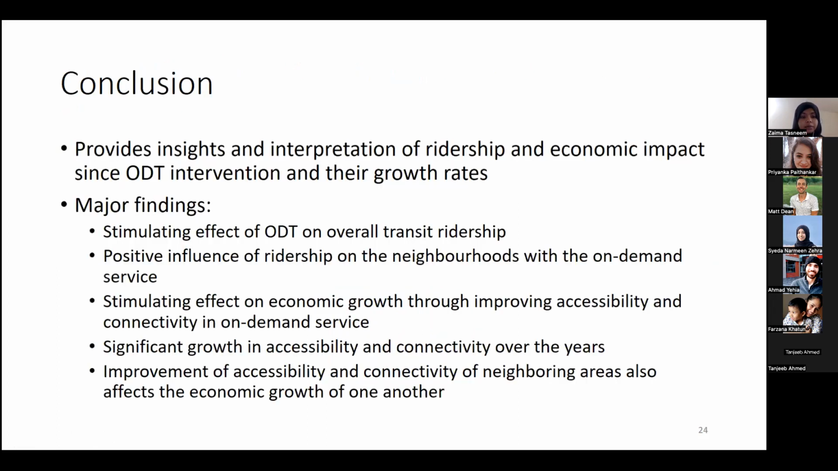So finally, we have seen how the ridership and economic growth of a particular city is influenced by using this ODT service. From our findings, we can say that ODT service did have a stimulating effect on the overall transit ridership as well as the economic growth because of the improvement in accessibility and connectivity in on-demand service. And from our study, we did see that accessibility and connectivity has improved over the years. This improvement has not only stayed limited to that particular region, but it also had an influence on neighboring areas as well.